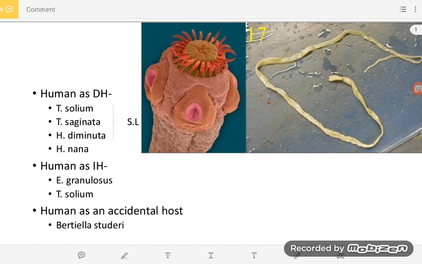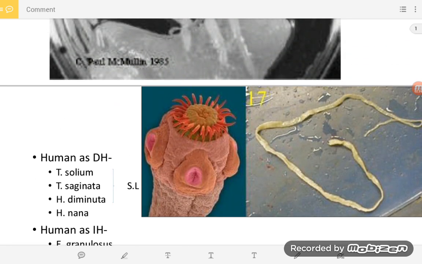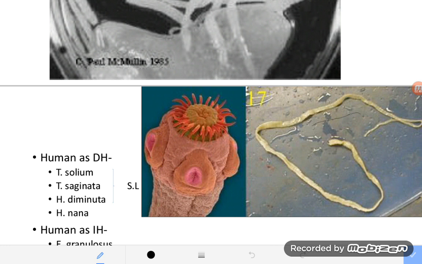In the case of Bertiella studeri, when we consider the shape of the cestode, it is flat. That means generally they are flattened. It looks like a ribbon shape. You can see the picture here. This one looks like a ribbon.